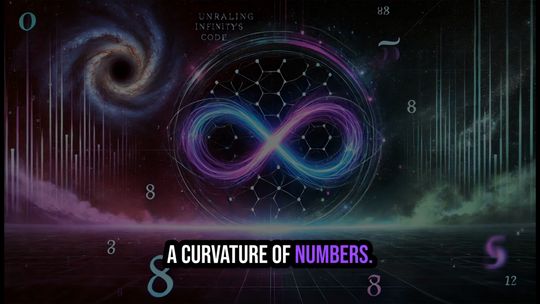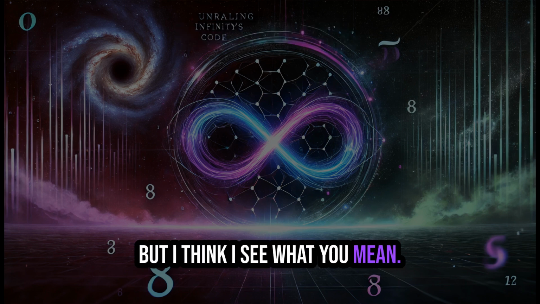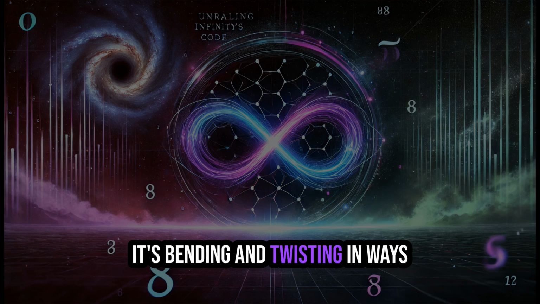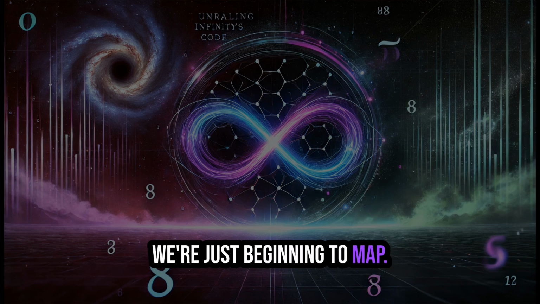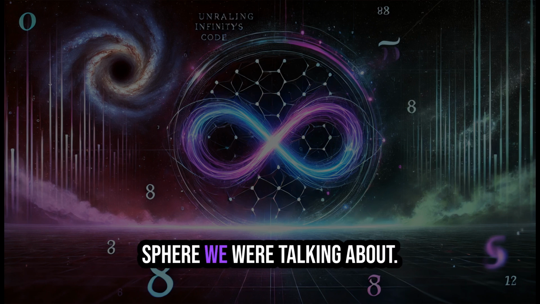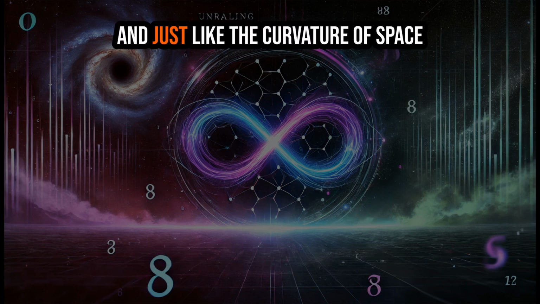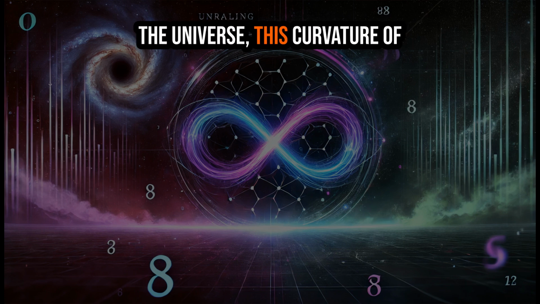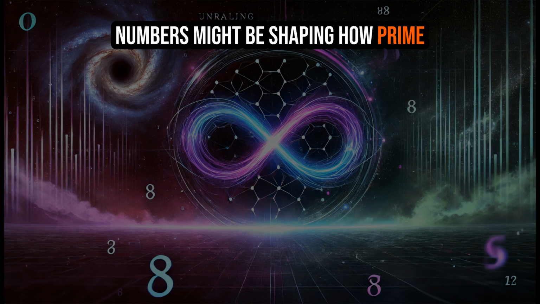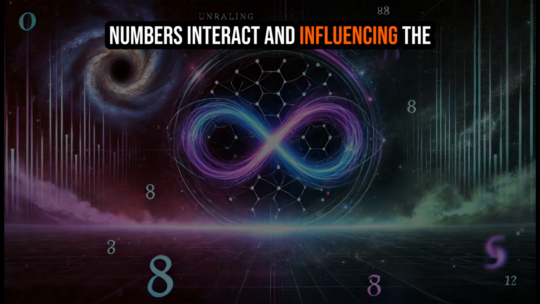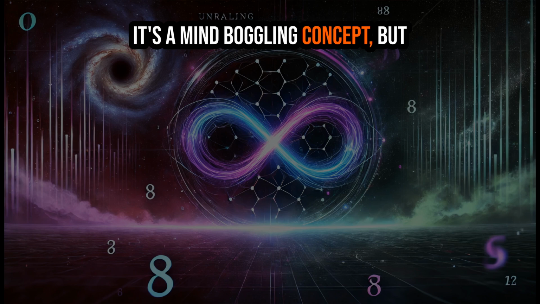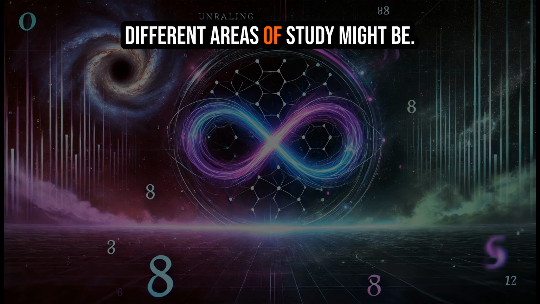A curvature of numbers. That's wild. But I think I see what you mean. The distribution of prime numbers isn't flat or random. It's bending and twisting in ways we're just beginning to map. Like the curved surface of that sphere we were talking about. Exactly. And just like the curvature of space-time affects how objects move in the universe, this curvature of numbers might be shaping how prime numbers interact and influencing the overall structure of mathematics. It's a mind-boggling concept, but it shows how connected these different areas of study might be.